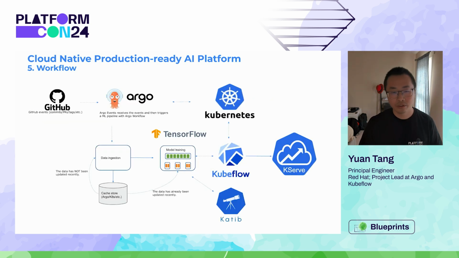And here's a reference workflow for a cloud native AI platform, assuming you want to monitor GitHub events, and whenever there's any change on GitHub, you want to use Argo to trigger a workflow that starts with the data processing step, and then uses TensorFlow and the Kubeflow training operator for distributed model training, and then uses Katib if you want to fine tune the model and do some hyperparameter tuning or architecture search. And then at the end, the trained model will be served by KServe.